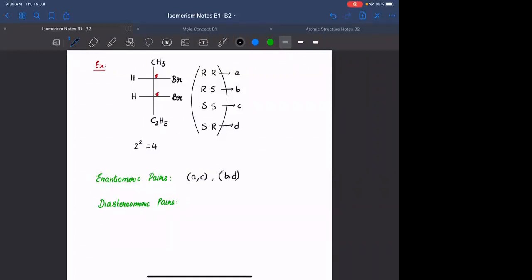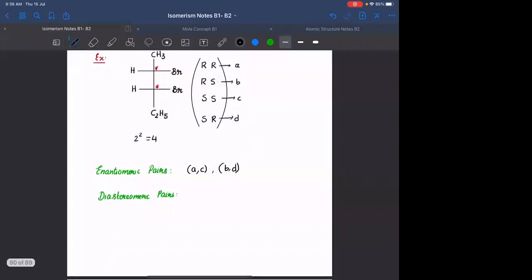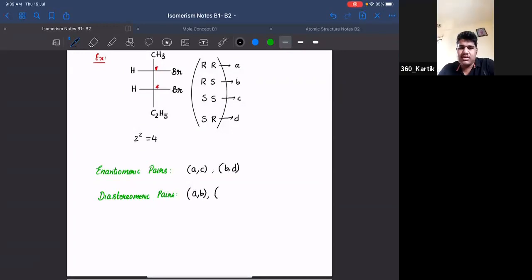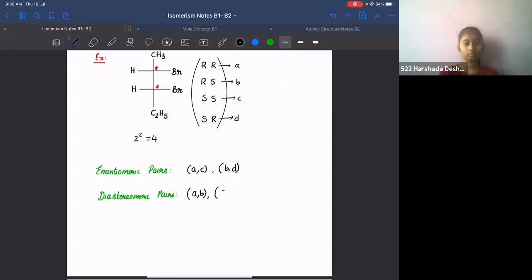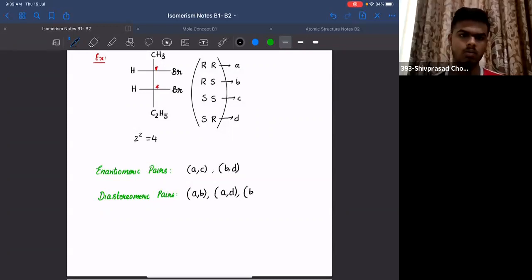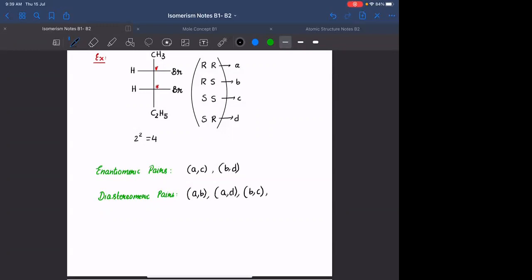Okay. What are diastereomers? They are stereoisomers which are not mirror images. So tell me all possible pairs. AB, AD, BC, CD. Not BD, BD is an enantiomeric pair. So CD. Agreed? Okay. Clear?